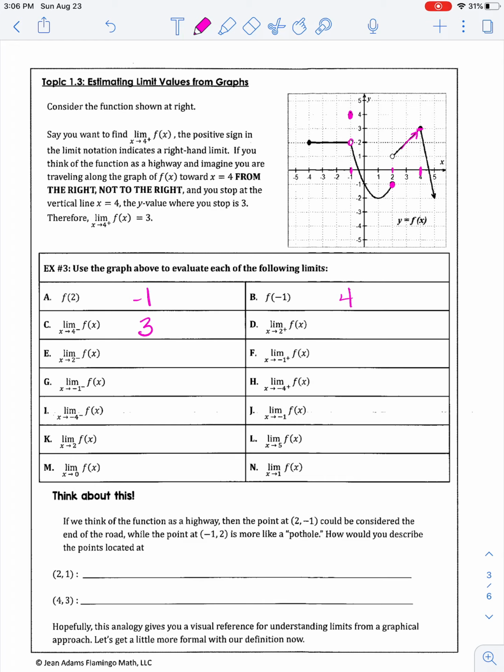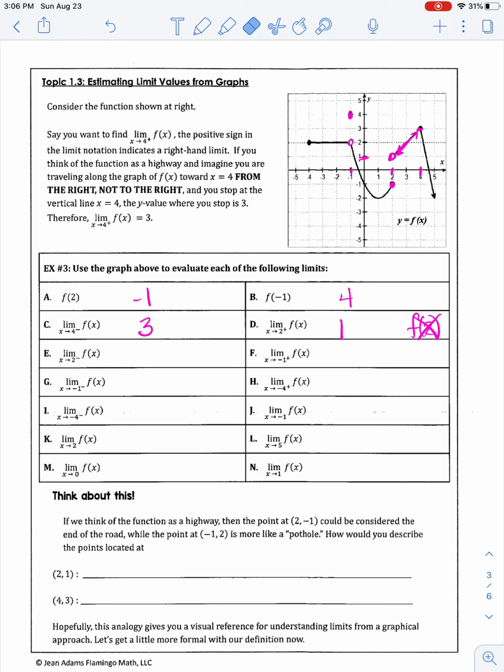So for D, I'm headed to 2 from the right. And again, this is not the same thing as f of 2. I just want to know, as I fly in towards 2 from the right, what y value is it approaching? And it is approaching 1.